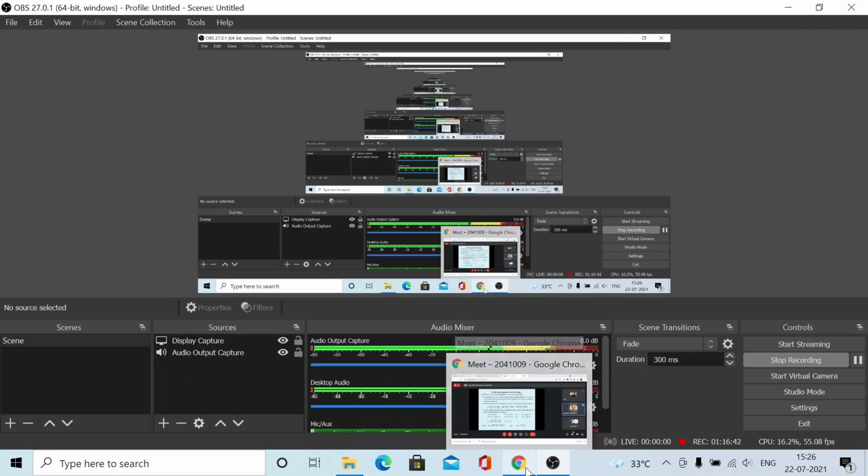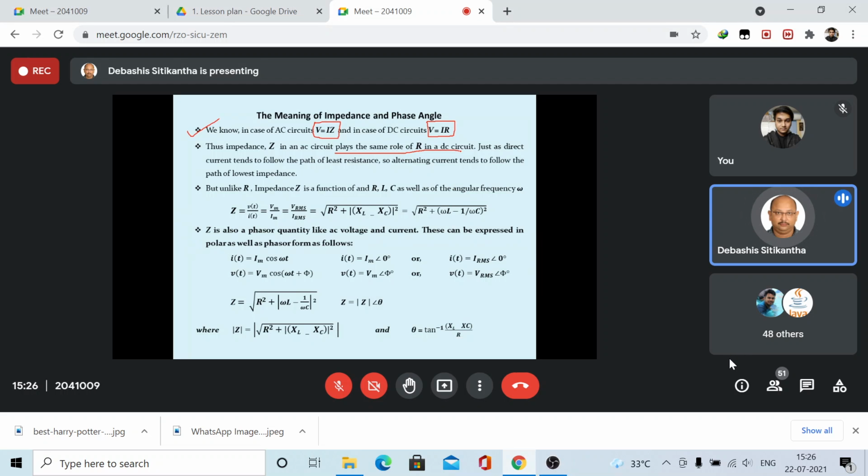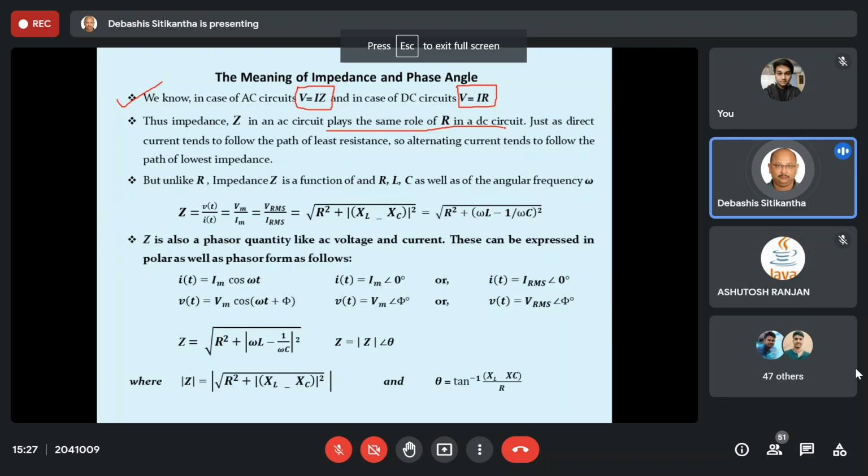So just as resistance opposes the flow of current in a DC circuit, in case of an AC circuit it is your impedance that opposes the flow of current. When you go to the next semester, you will study a paper on circuit theory. Over there, you will see that in case of DC circuit, the current will always try to flow through the least resistant path. It is a common thing. Wherever the resistance is less, people travel that way.